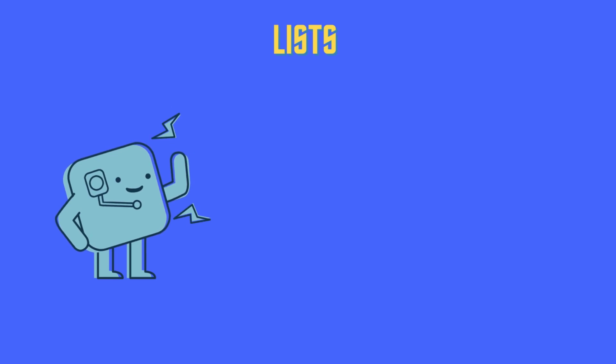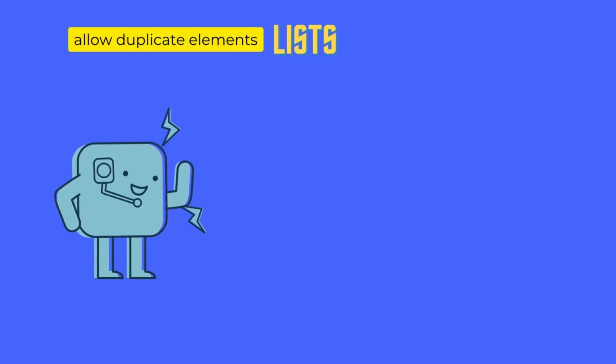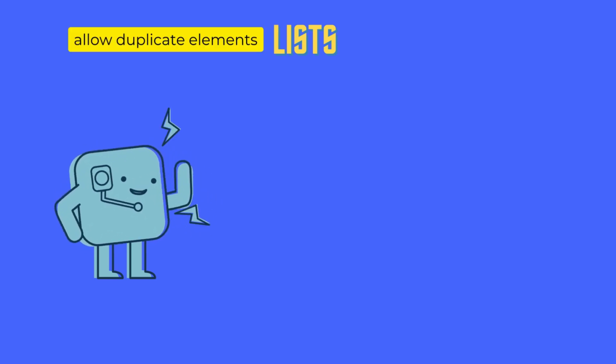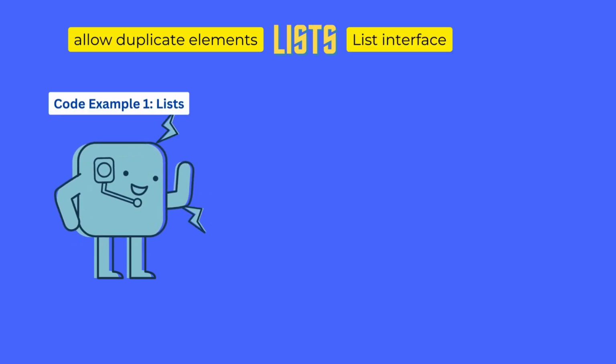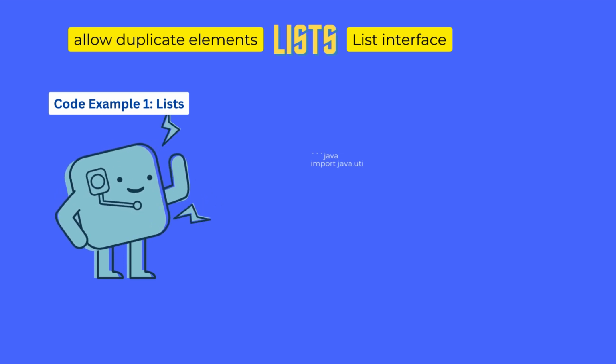First up, lists. Lists are ordered collections that allow duplicate elements. In Java, the primary interface for lists is the List interface. Let's see an example. Code example 1, List.java: import java.